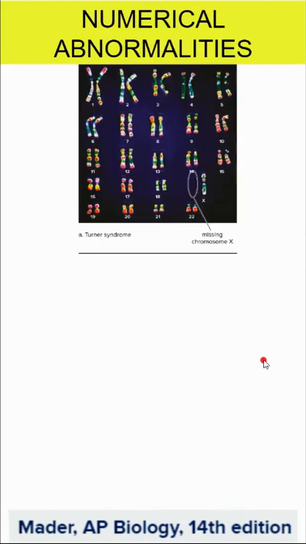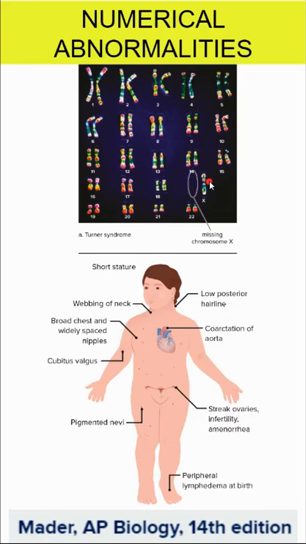So we have these numerical abnormalities that can occur, and if we have monosomy, it means that we're missing one. All the rest of these chromosomes in this karyotype are diploid. However, this is showing that there's a missing X, and this is Turner syndrome. And when you change the karyotype, you're going to change the phenotype.